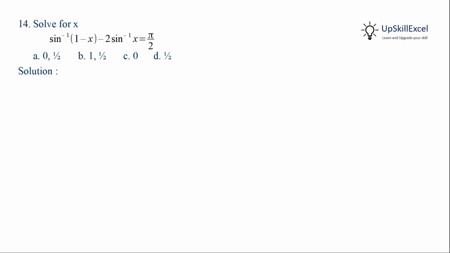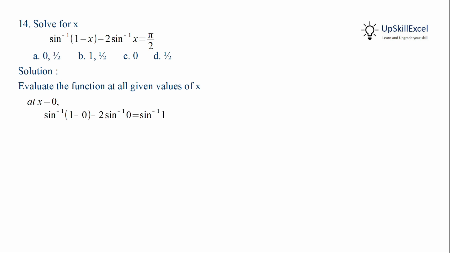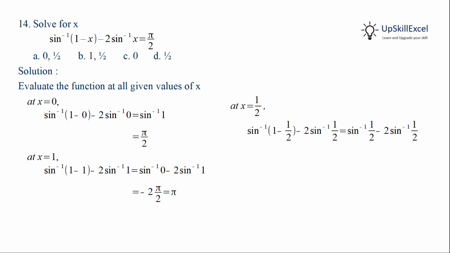Solve sin inverse (1 minus x) minus 2 sine inverse x is equal to pi by 2 and find the correct option. We'll start by evaluating the left hand side at all values, that is at x equal to 0, half and 1. At x is equal to 0, our left hand side becomes sine inverse of 1, which is equal to pi by 2. At x equal to 1, the left hand side becomes pi. At x is equal to half, we get pi by 6.